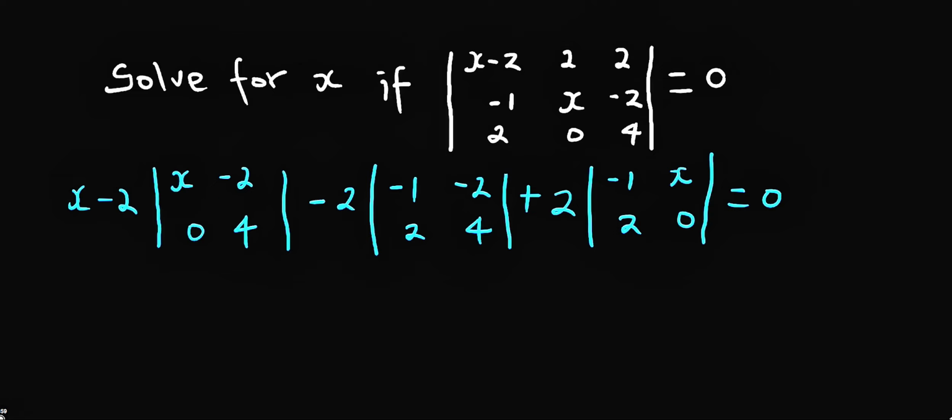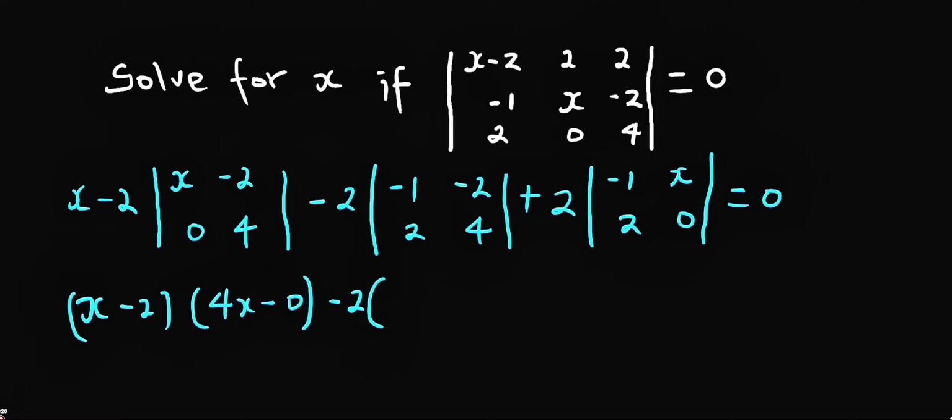Let us simplify this. For the first instance, we're going to have x minus 2 times this small determinant. These are 2 by 2, so we just take the difference of the product of the main diagonal and that of the other diagonal. So we take x times 4, which is just 4x, minus negative 2 times 0, which is just 0. Then the next we have minus 2 into negative 1 times 4, which is negative 4, minus negative 2 times 2, which is negative 4.